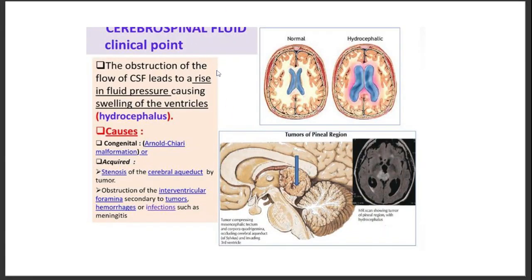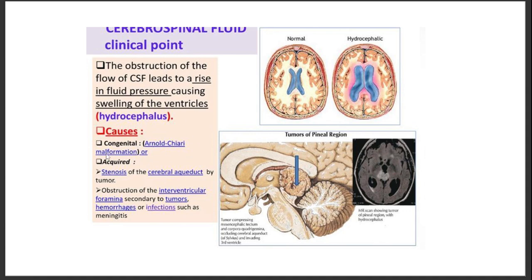A clinical note you need to take note of: if there is an obstruction of the flow of cerebrospinal fluid, there is going to be an increase of this fluid, and that causes the intracranial pressure to rise, and that will cause swelling of the ventricles, known as hydrocephalus. You need to know the features of someone who has hydrocephalus. So what can cause hydrocephalus?